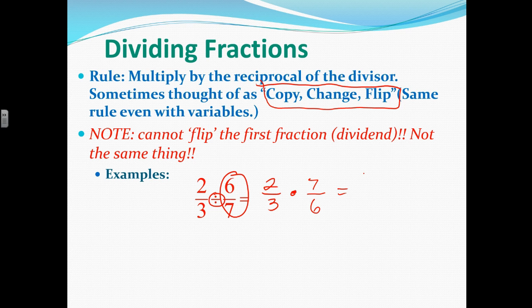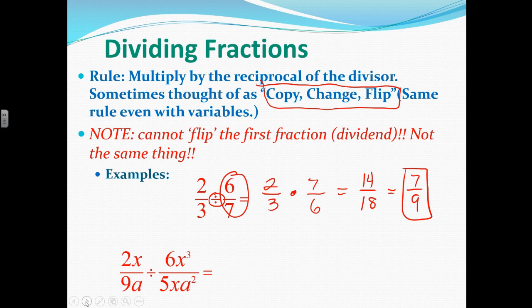And then I'm just simply multiplying again. So I multiply the tops, bottoms, 3 times 6 is 18, and reduce. And it becomes 7/9. So you have definitely done this process before. The process is not going to change. Not going to change if I throw some variables in there, right? We just have to remember our algebraic rules here a little bit.